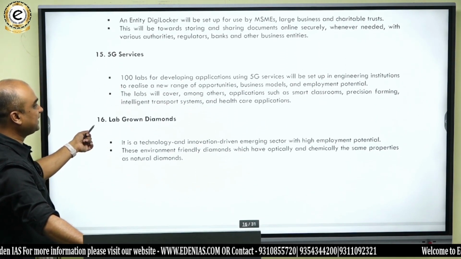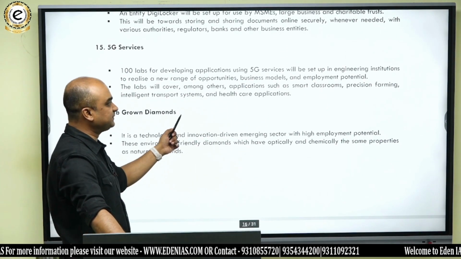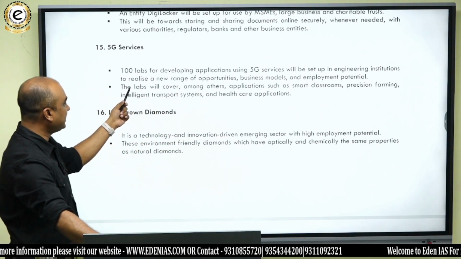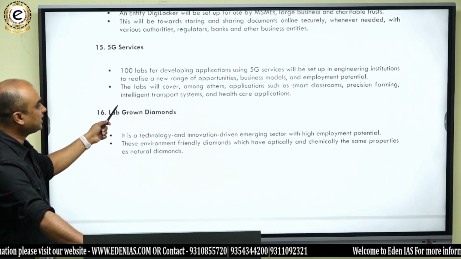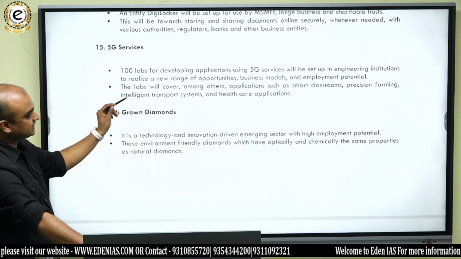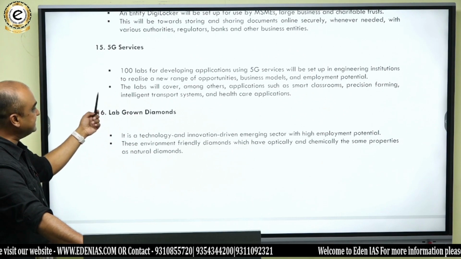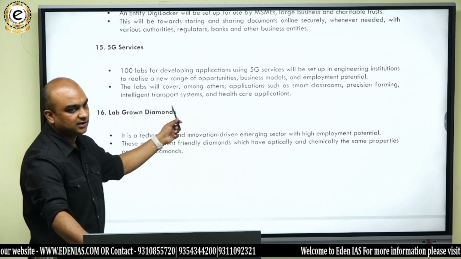5G services. 100 labs for developing applications using 5G services will be set up in engineering institutions to realize the new range of opportunities, business models, and employment potential. The labs will cover, among other, applications such as smart classroom, precision farming, intelligent transport system, and healthcare applications.